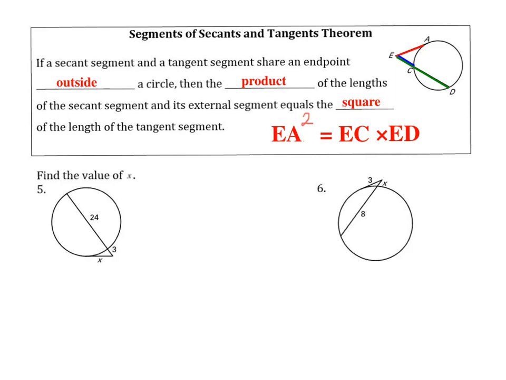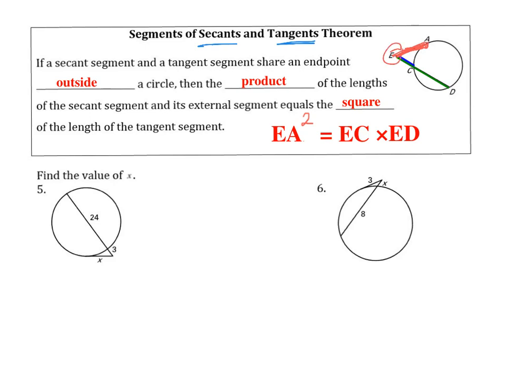Now, the last theorem in this section deals both with secants and tangents. So similar to the last section, I still have an external secant here, ED, or a secant segment with an external segment. And then I have this small little tangent segment, essentially. It just touches my circle right at point A, that point of tangency. And obviously, my tangent and my secant intersect at point E.